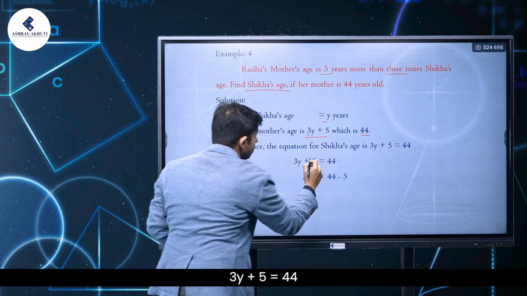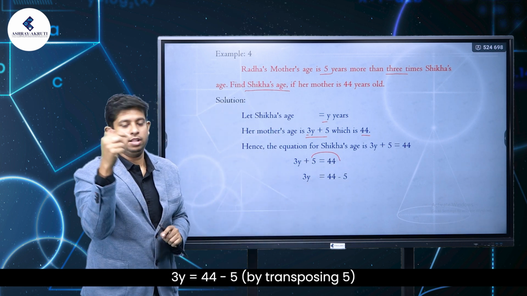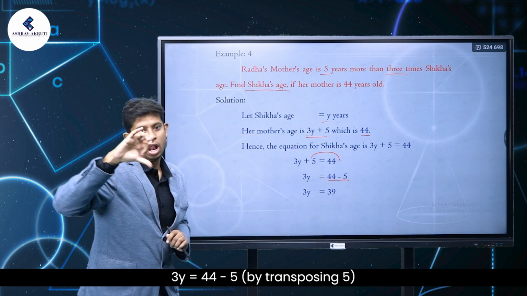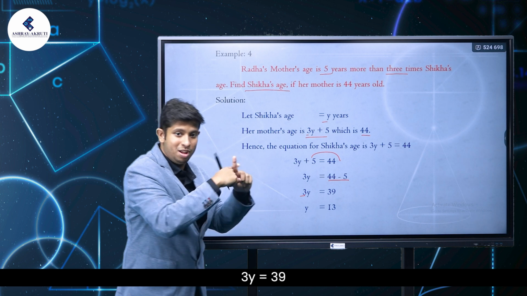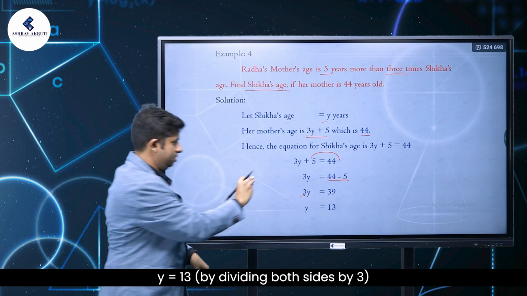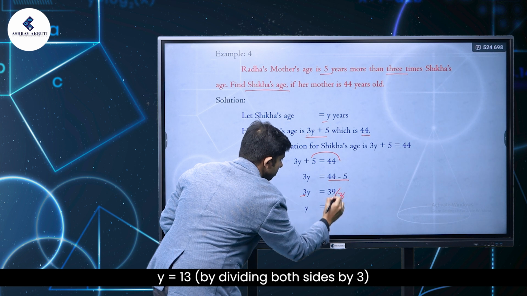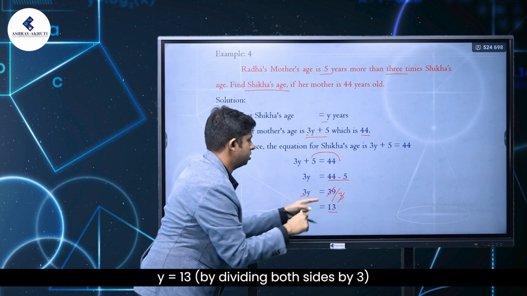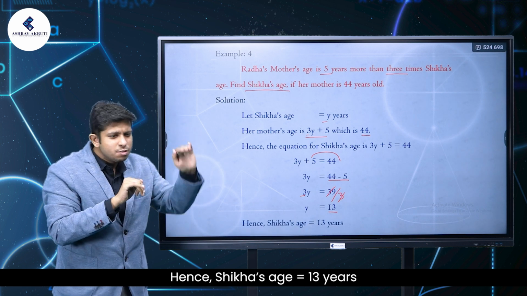3y plus 5 equals 44. 3y equals 44 minus 5 by transposing 5. 3y equals 39. y equals 13 by dividing both sides by 3. Hence, Shika's age is equal to 13 years.